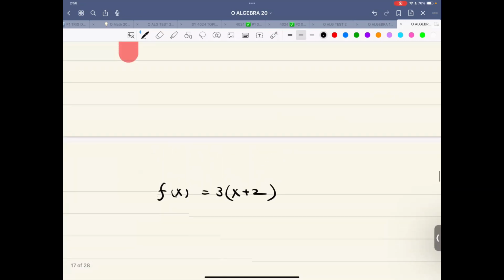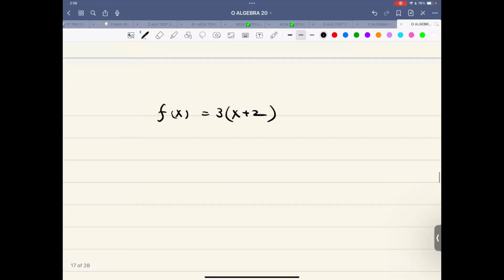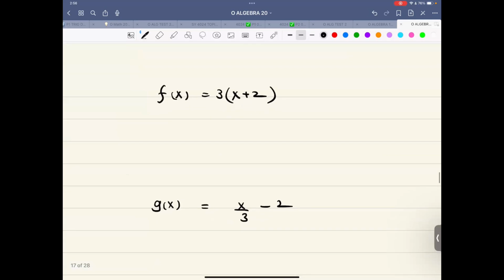So now what is the reverse? The reverse is first divide by 3. First, let me write this thing as g(x). First divide by 3 and then subtract 2. Let's see if this is even right.